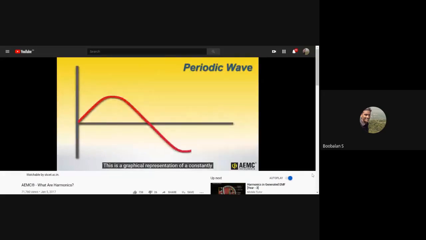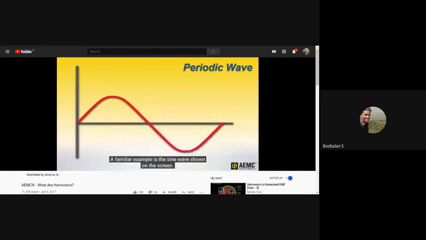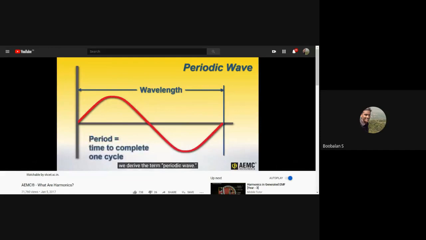To begin, let's consider a mathematical concept called the periodic wave. This is a graphical representation of a constantly changing variable whose values follow a repeated sequence. So this is what my voltage waveform looks like, right? A familiar example is the sine wave shown on the screen. When we examine a sine wave, one of the first things we notice is that it follows a very symmetrical and repeated pattern. Each full wave has a certain length, called its wavelength. The time required for one wavelength to complete a cycle is called its period, from which we derive the term periodic wave.